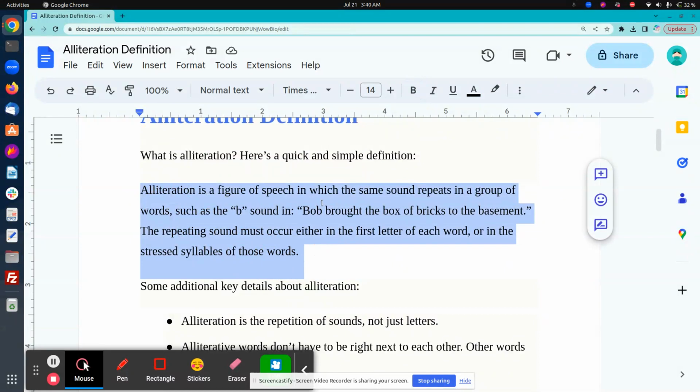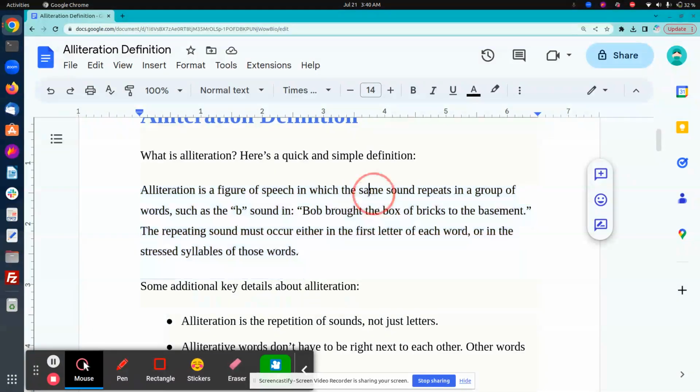Alliteration is a figure of speech in which the same sound repeats in a group of words, such as the B sound in "Bob brought the box of bricks to the basement." The repeating sound must occur either in the first letter of each word or in the stressed syllables of those words. So what they're trying to tell us is that alliteration is a literary device in which the same sound repeats in a group of words.